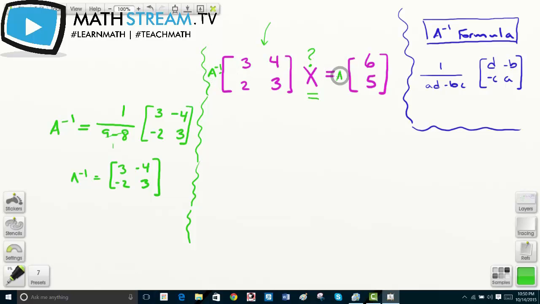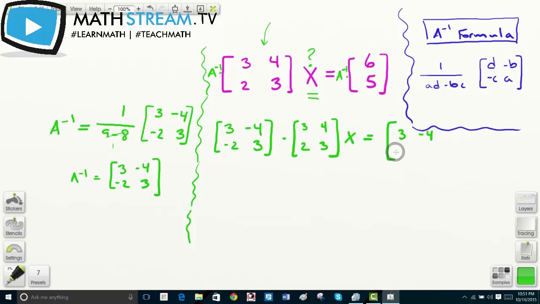And that means we need to multiply on the left side by the same matrix. So not only are we multiplying by the same thing, we're multiplying on the same side. So this will look like this. We take our inverse matrix and we multiply it by just our regular A matrix. Then we have x, and then we have our inverse matrix again, 3, negative 4, negative 2, 3, and then we multiply by our matrix B, 6 and 5.